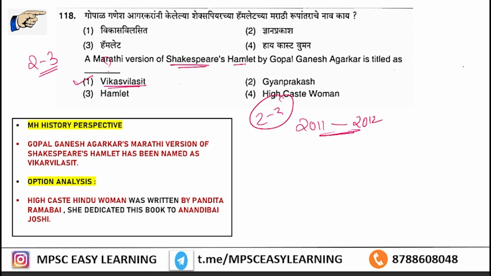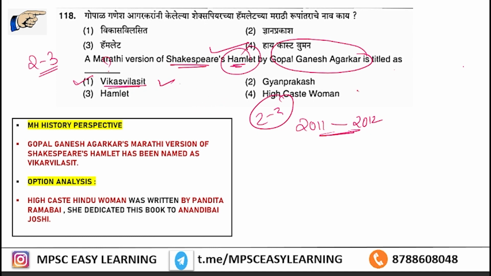Shakespeare's Hamlet, okay? It was translated into Marathi by whom? Next question will be like this: it was translated by Gopal Ganesh Agarkar. What was the name of that book? It was Vikas Vilasit. And what was translated by Gopal Ganesh Agarkar, titled Vikas Vilasit? It is Hamlet. So this statement can be asked in these 3 ways.